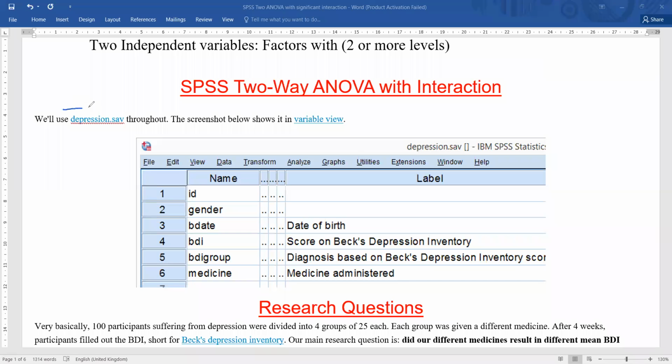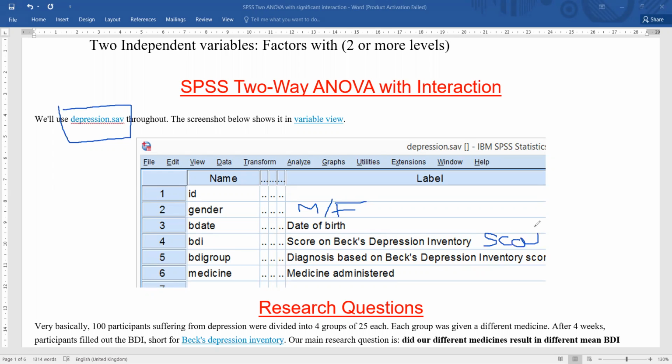The data file which is used in this analysis is depression.sav. It is an SPSS format data file. It contains the following variables: the ID of the participants, the gender, male and female, which is nominal with two levels. The next one is birth date, which is not needed for this analysis. The next variable is the BDI, the Beck Depression Inventory. This is the scale variable in which we are interested.